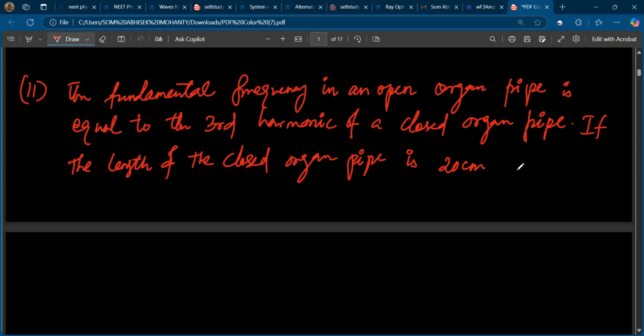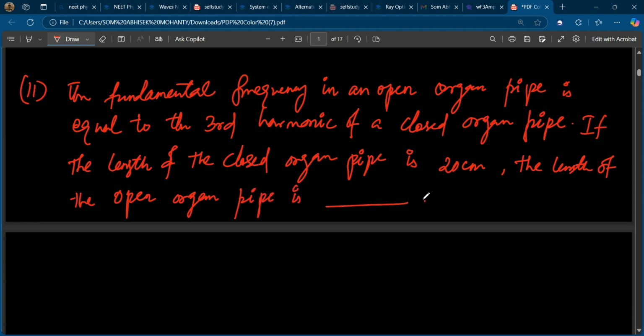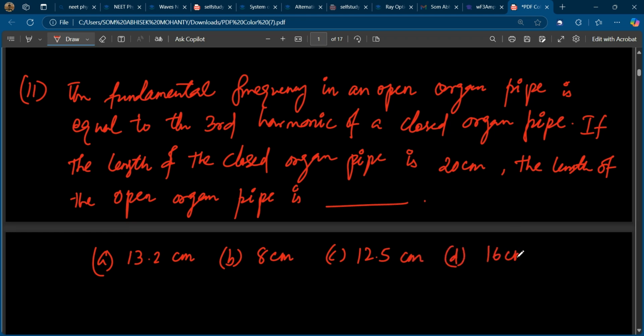the length of the open organ pipe is. Options are 13.2 centimeter, 8 centimeter, 12.5 centimeter, 16 centimeter. This question came in NEET 2018.